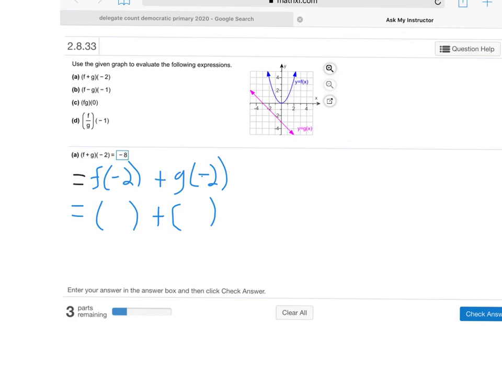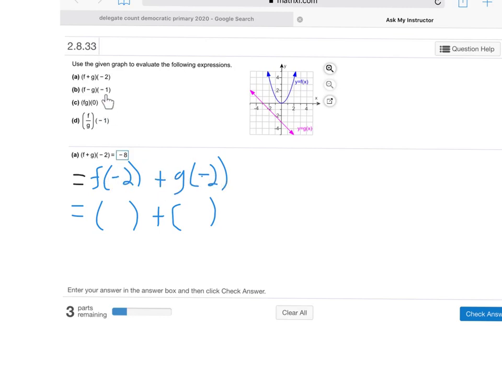I guess there's four parts here. Use the given graph to evaluate the following expressions. Find f plus g of negative 2. Well, by definition, that equals f of negative 2 plus g of negative 2.